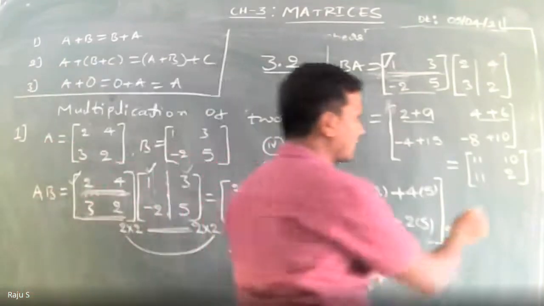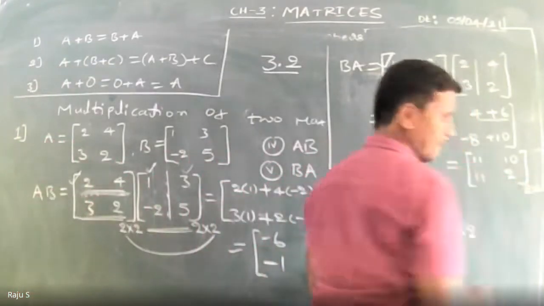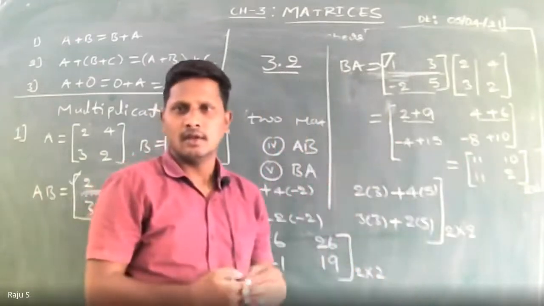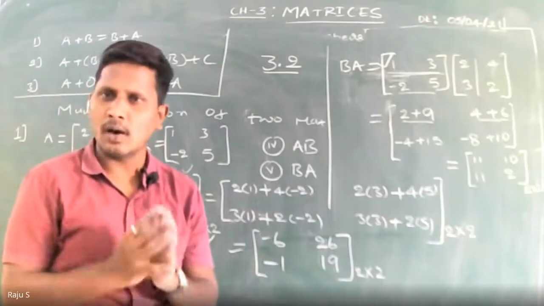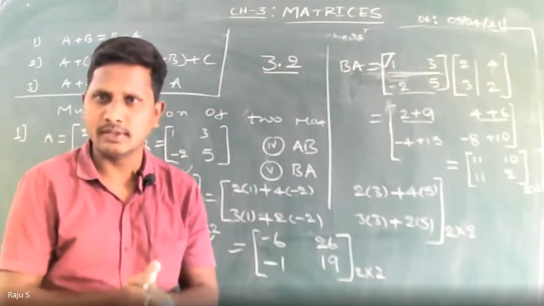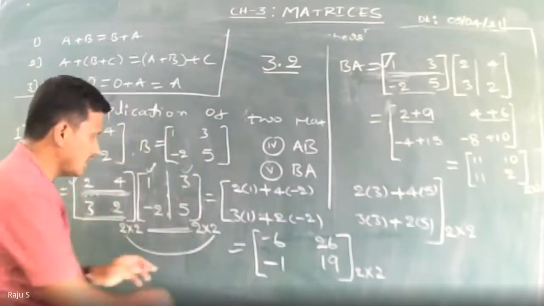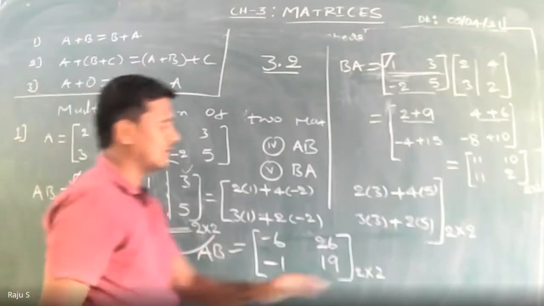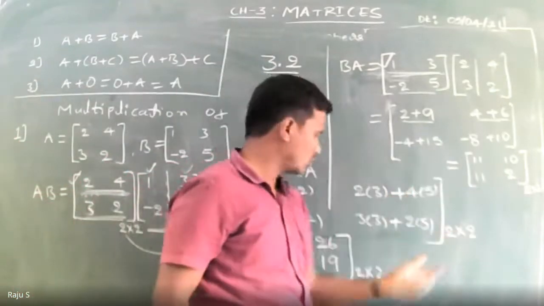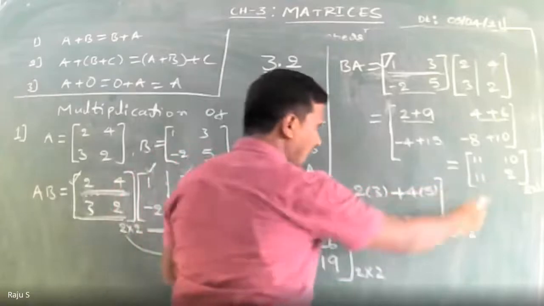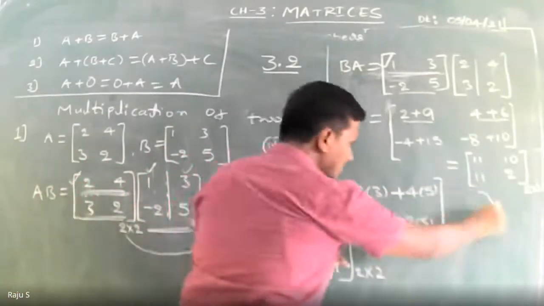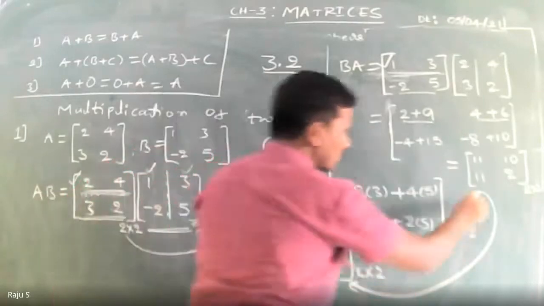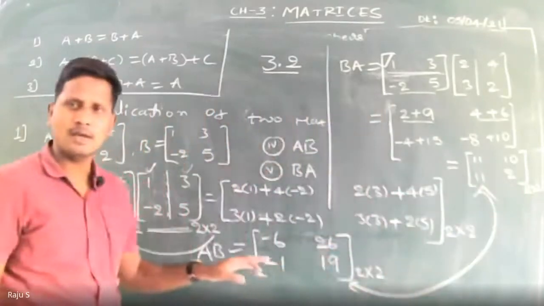Anyhow, this is the resultant matrix of BA, 2 by 2. Okay, so now what do you observe here? If you observe, this is matrix AB, this is matrix BA. Are these two resulting matrices equal? What about AB and BA? Are they equal here?